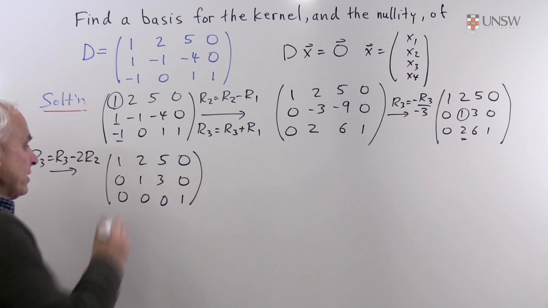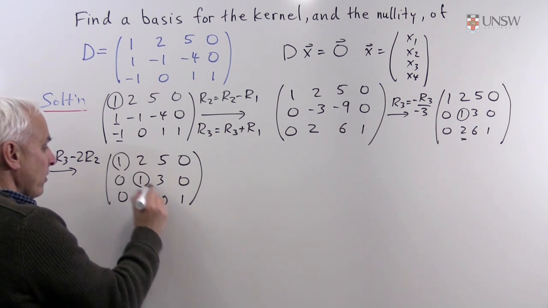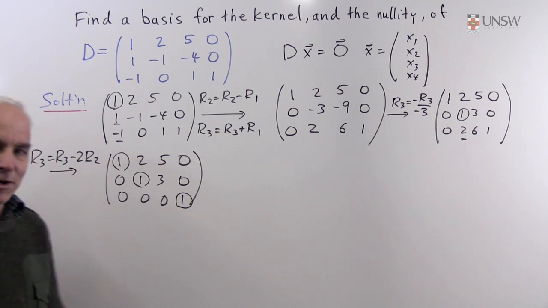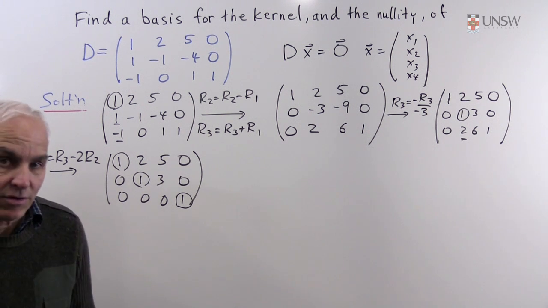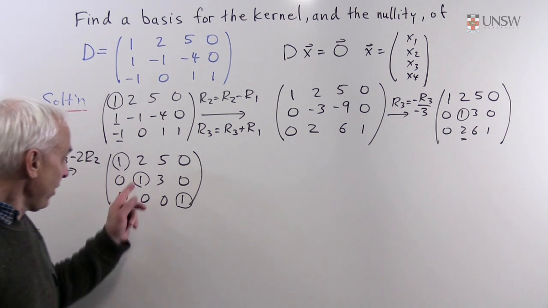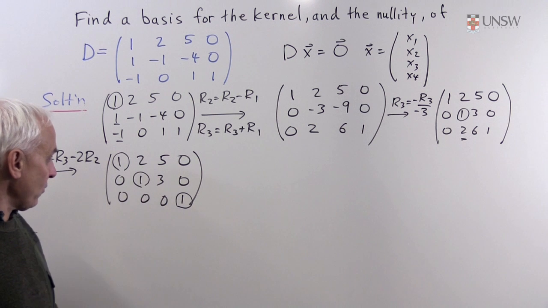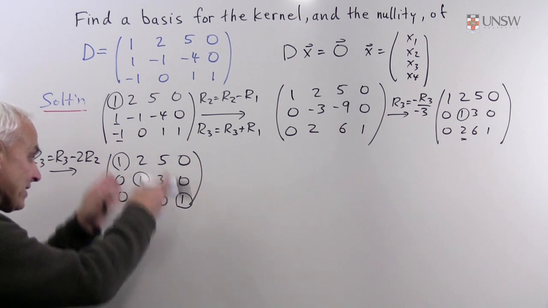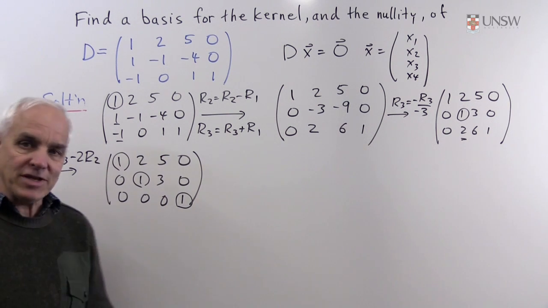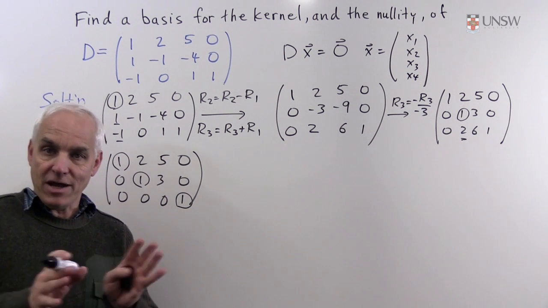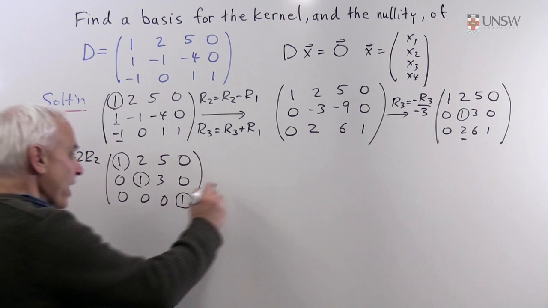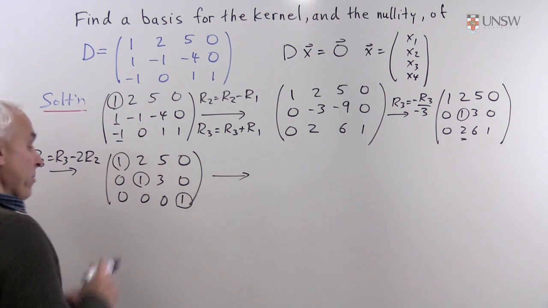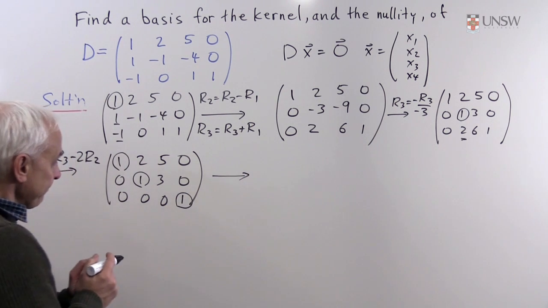Okay, it's in row echelon form. There are the pivot entries there. In fact, it's almost in fully reduced row echelon form. All we need to do is get rid of the 2 that's sitting on top of that 1, and then it will be the case that all the columns containing the pivot entries are completely clear of any other stuff. So let's do that, and it'll be fully reduced row echelon form, and we'll be able to read off solutions.